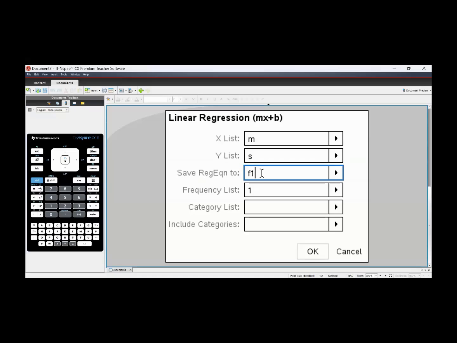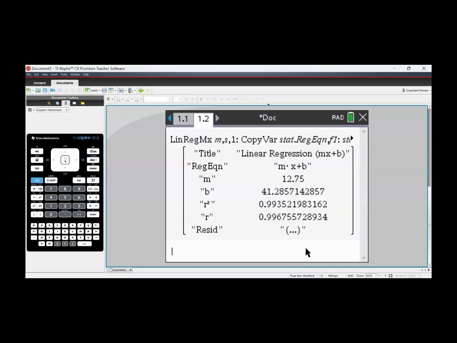So the calculator is telling us that the regression equation is going to be entered into f1 of x. Oftentimes, instead of naming my equation y equals, I will write down f1 of x equals. Then you can tab all the way down, or you can hit enter twice to press OK. Now we have all the information we need in order to write our line of best fit equation.